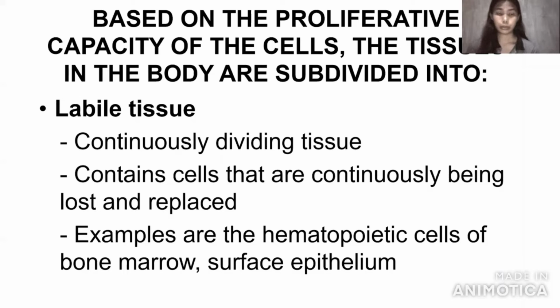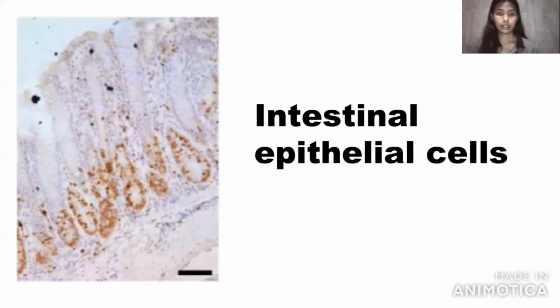First is labile tissue, which is nothing but continuously dividing tissue. It contains cells that are continuously being lost and replaced. An example may be hematopoietic cells of the bone marrow, surface epithelium, and a picture of an intestinal epithelial cell. This labile tissue includes any epithelium, any surface epithelium. These are areas where the cells are continuously being lost and replaced.